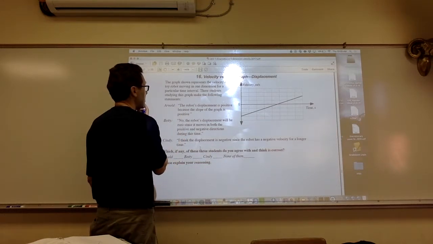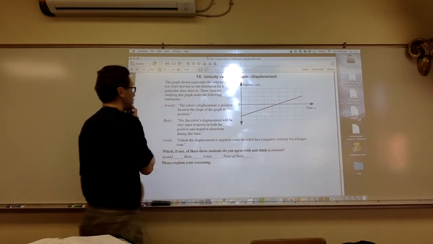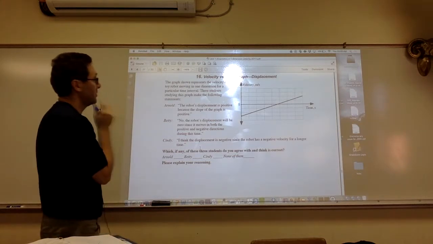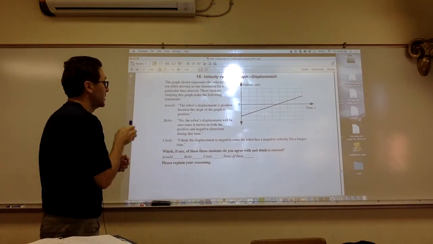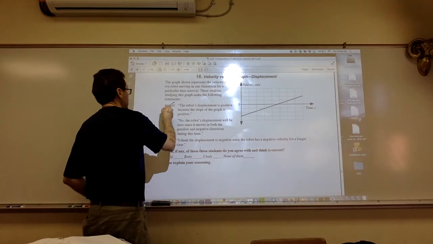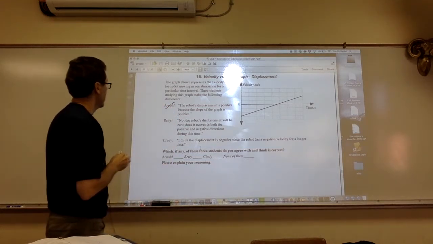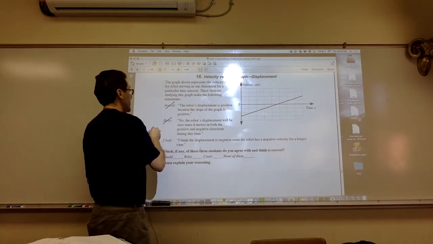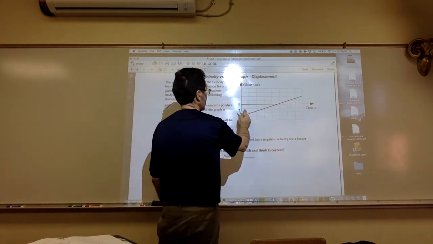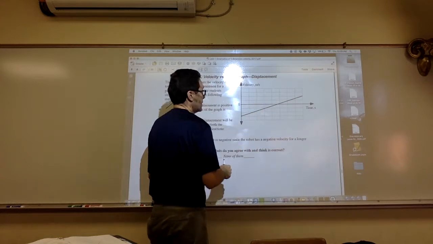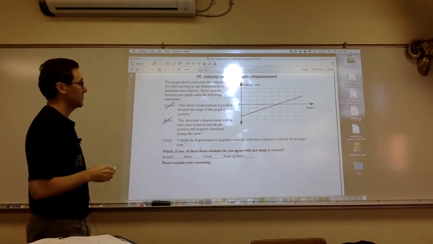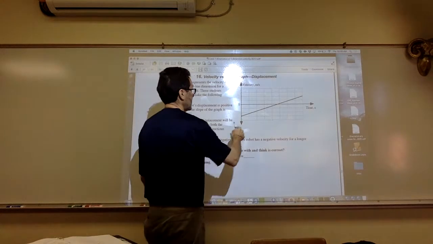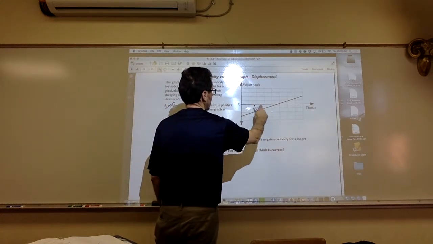The robot's displacement is positive because the slope of the graph is positive. Well, the slope in a velocity time graph does not give you displacement. It gives you acceleration. So Arnold is out. Look at Betty. Now the robot's displacement will be 0 since it moves in both the positive and negative direction during this time. It does move in both directions, but it spends most of its time in the negative direction than it does in the positive direction. Okay? Because it's staying a lot longer here than it does over there.